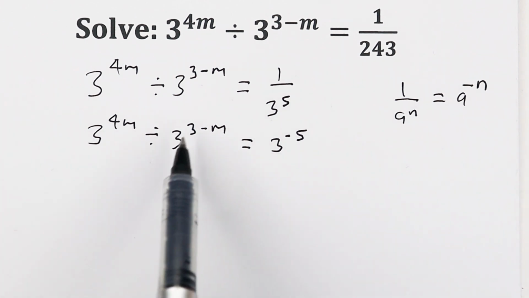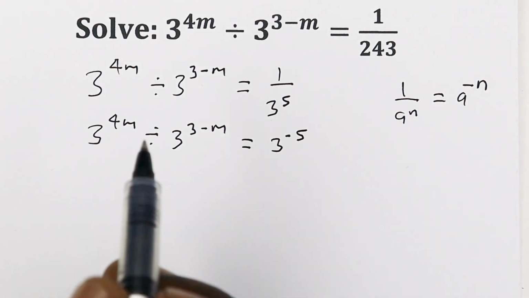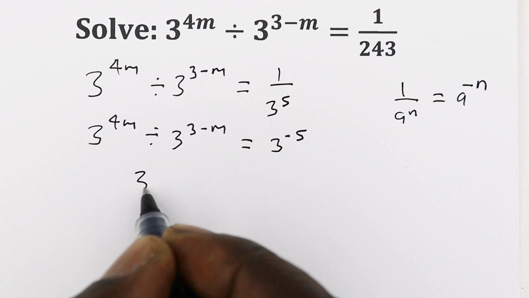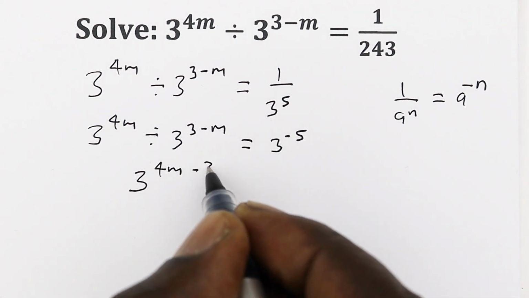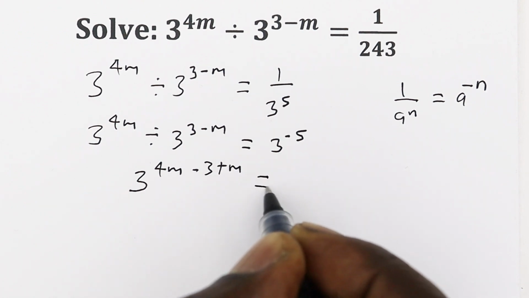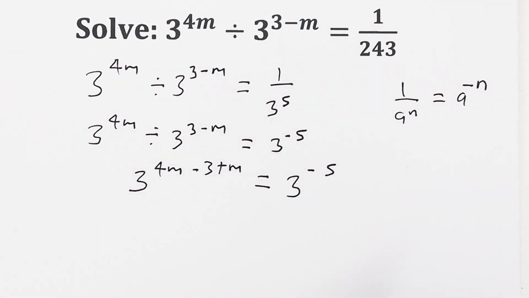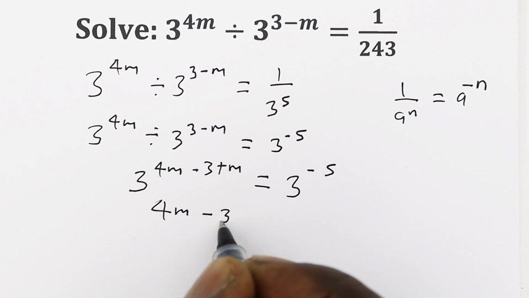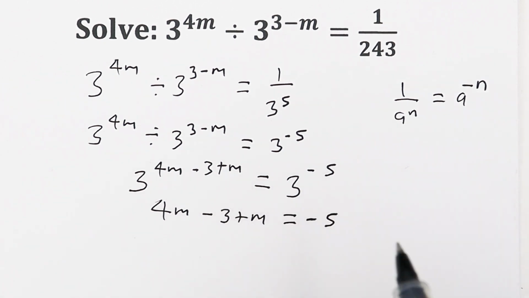Now let us apply the second law of indices for the left hand side. This division, it means we just get a difference of the powers. So we're going to have 3 raised to power 4m minus this, that will be minus 3 plus m. And then on the right hand side, we have 3 raised to power negative 5. So the bases are the same, the powers must be the same. So we have 4m minus 3 plus m is equal to minus 5.